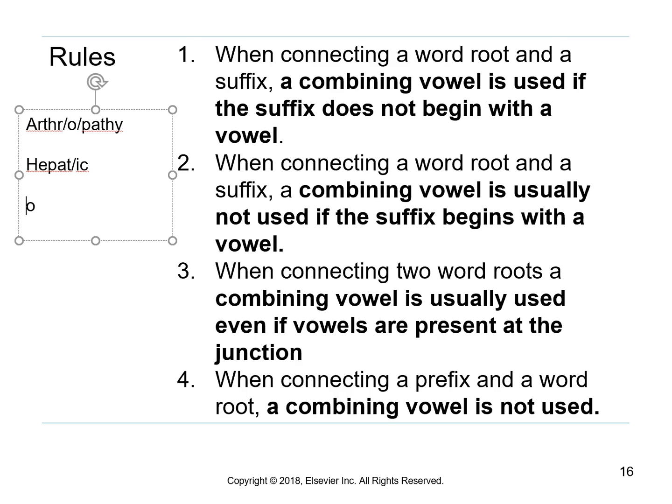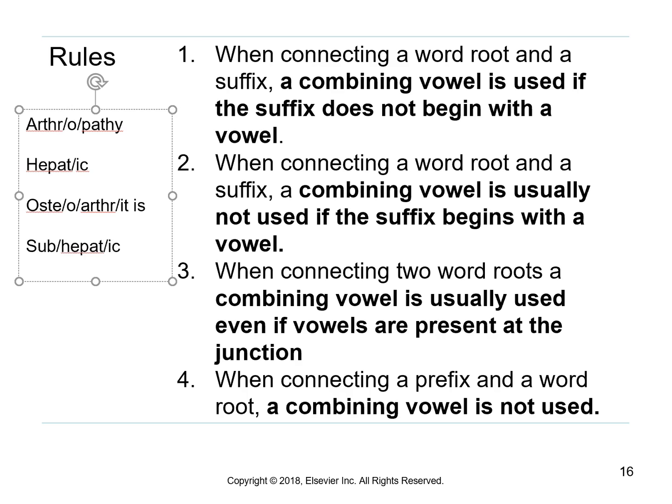Number 3, when connecting 2 word roots, a combining vowel is usually used even if vowels are present at the junction. So let's go back to the example we used earlier: osteoarthritis. First, going back to number 2 for a second: combining vowel is not used if the suffix begins with a vowel. Again, it begins with a vowel, so we're not going to use a combining vowel here. But going back to number 3, combining vowel is usually used even if vowels are present at the junction when connecting 2 root words. So oste and arthr are 2 root words. Arthr means joint, oste means bone. So these are 2 word roots. It doesn't matter that this one starts with a vowel, it's still going to use a combining vowel. So, osteoarthritis.